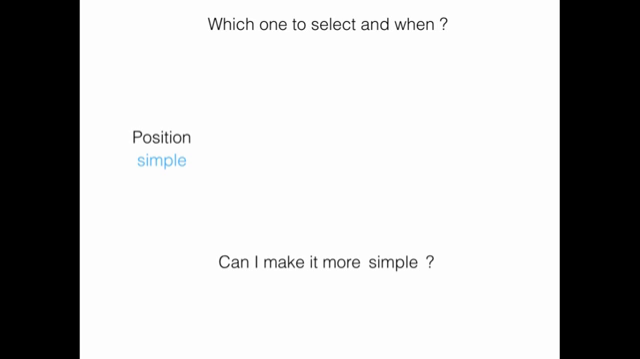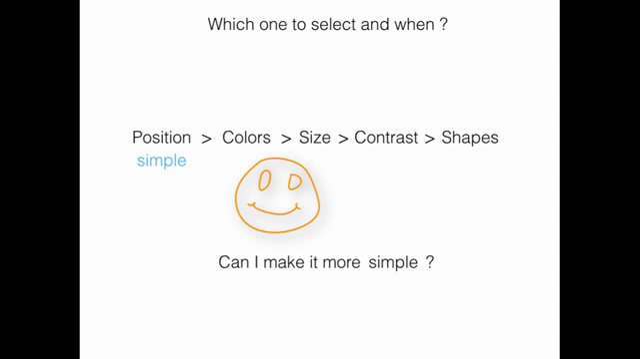I personally prefer this pattern. I will always prefer position as my first priority in selecting the differentiating parameter. Then I will go with colors, and then I will go with size, and then I will go with contrast, and at the end I will select shape to show the differentiation. Now this is not an exact rule, but this is what has worked well for me, and hopefully it will work well for you as well.